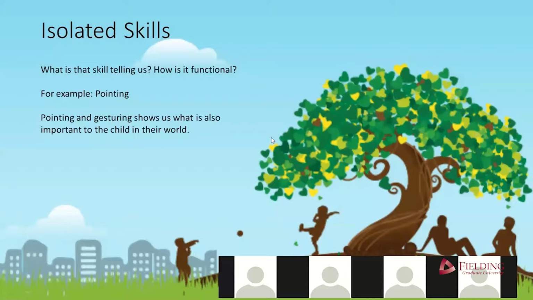So isolated skills. So we're going to just briefly talk about that. Isolated skills, that's kind of like when we're looking at pointing, for example. So we really want to look at, what is that skill telling us, and how is that skill functional? If a child's pointing and gesturing to us, that's also showing us what's important to the child in their world. So what are they pointing at? We want to know as well.